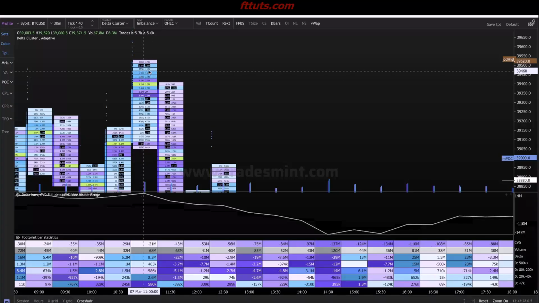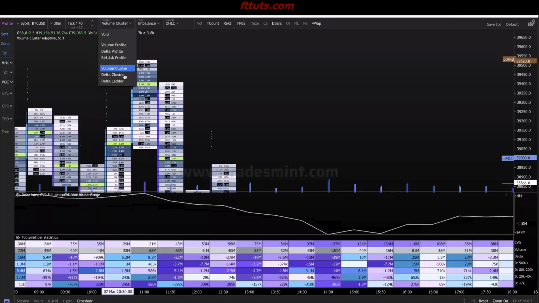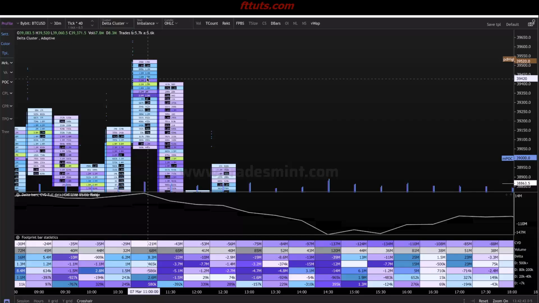Now, remember, because this is a delta cluster, the difference between a volume cluster and a delta cluster is that the volume cluster is just going to tell me how much volume was transacted based on the darkness of shading. The delta will tell me how much volume was traded, but it will also tell me which side had more volume, the buys or the sells. If it's shaded darkly purple, that means the sells had a lot more volume there.